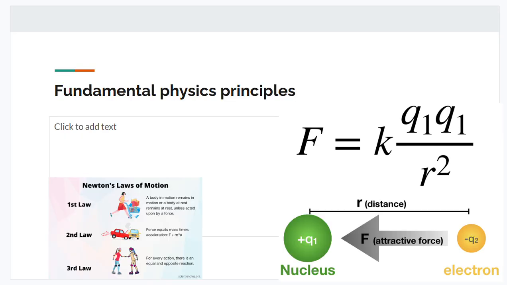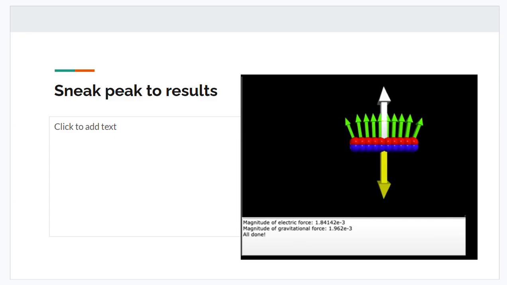The fundamental physics principles we used were mainly Newton's third law, that for every action there's an equal and opposite reaction. And we also used Coulomb's law, F equals k Q1 Q2 over r squared. We also used electric field as well.